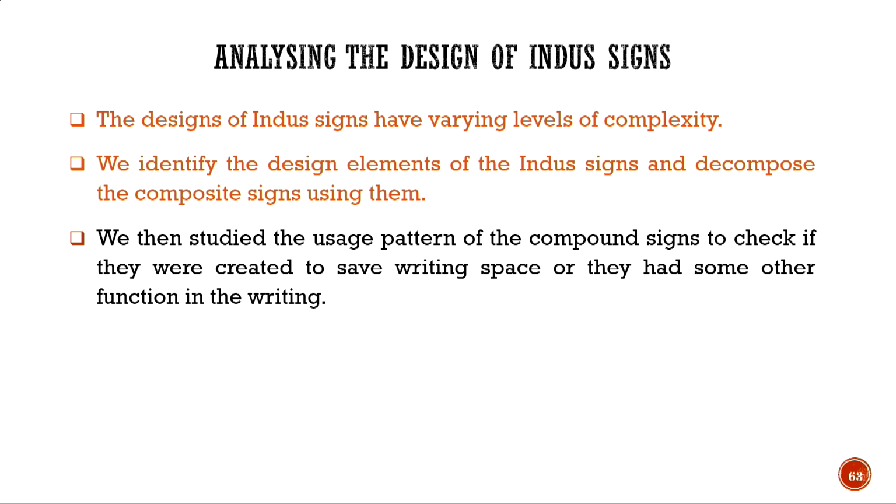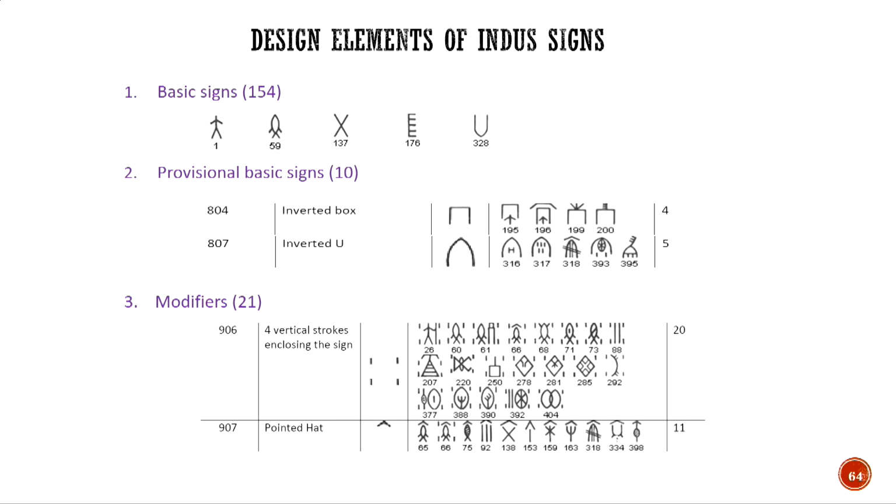So if we have a sign which seems to be a combination of A and B, two independent signs in the sign list, say a composite C equal to A plus B, we want to see whether C is equivalent to AB or BA, and so on. In any combination, can you replace this composite with its components or not? These were the design elements identified visually.